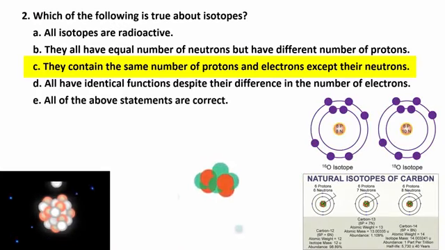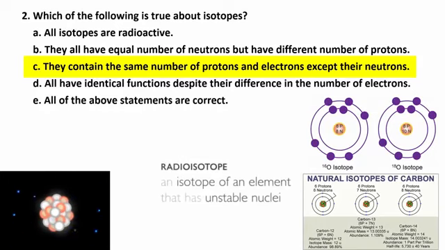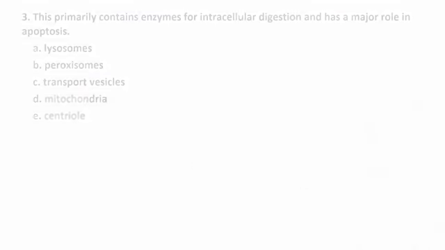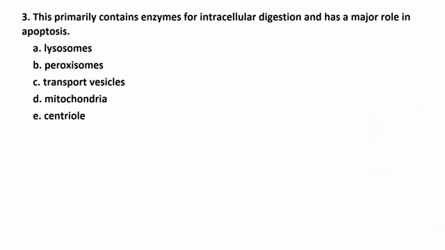Isotopes differ in the number of their neutrons, so choices B and D are already eliminated here, and E is obviously wrong. Number 3. This primarily contains enzymes for intracellular digestion and has a major role in apoptosis.